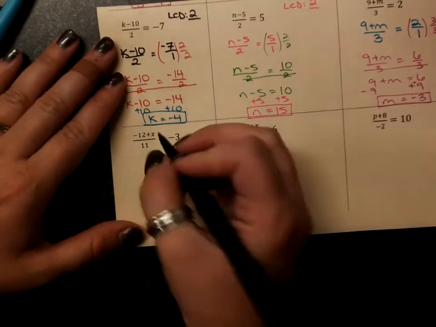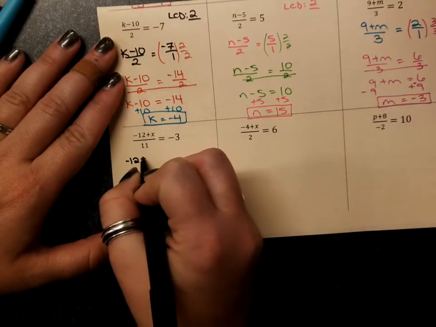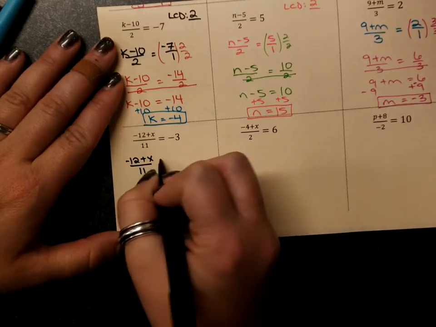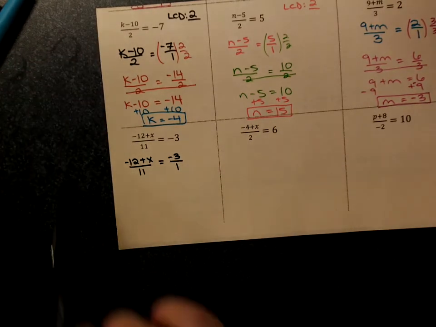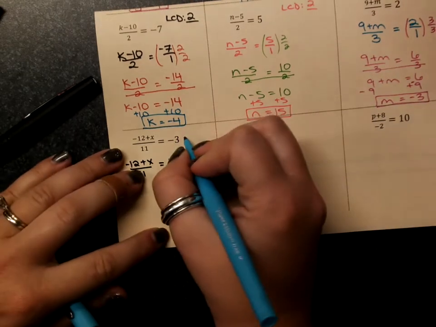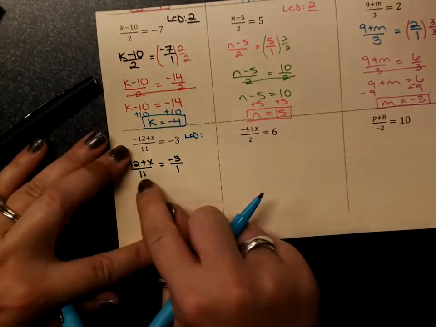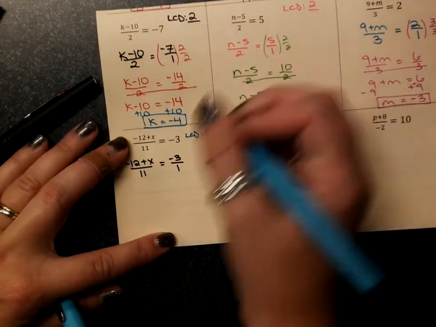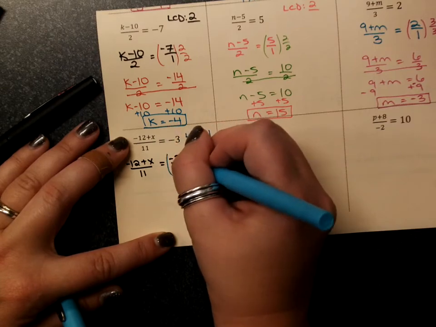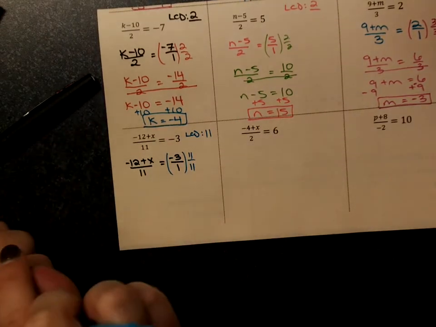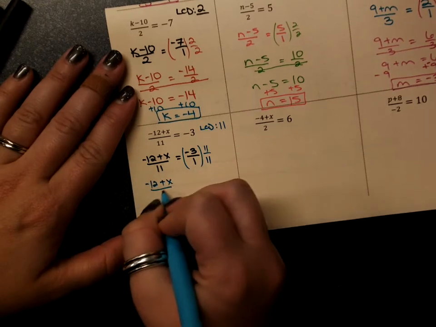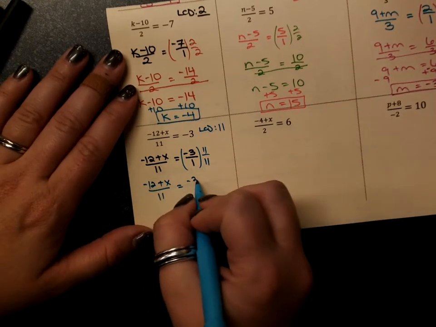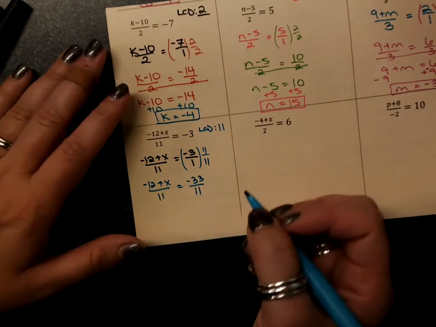So same idea here. We have negative 12 plus x over 11 equals negative 3. We're going to put that over 1. We're going to give everybody the same denominator, so the LCD between 11 and 1 would be 11. So we multiply this guy by 11 over 11. That makes negative 12 plus x over 11 equals negative 33 over 11.